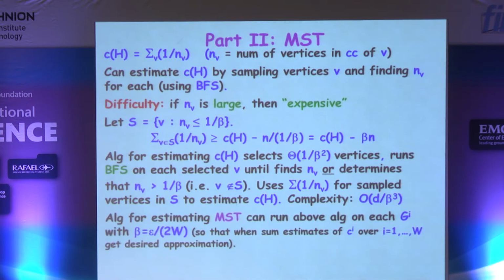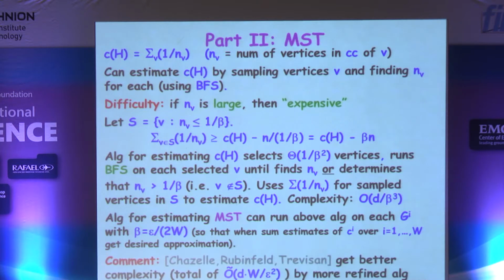Now, why do we talk about connected components? Because we wanted to estimate the minimum weight of a spanning tree. So we will have to run this algorithm on each of the graphs, and if we set beta appropriately, in this case epsilon over 2w, we'll get what we want. But this will give us an algorithm with linear dependence on d, but higher dependence on epsilon and on w than we would have liked. And as I told you in the beginning, Chazelle, Rubinfeld and Trevisan got better complexity, but just by a more refined algorithm.